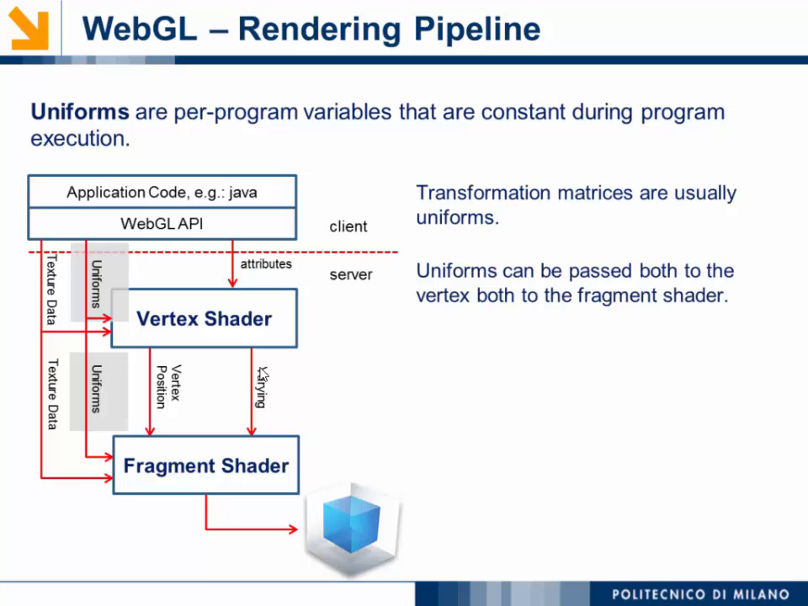They can be passed both to the vertex and to the fragment shader. We will see examples about this in order to understand when we need a uniform going to the vertex, and when we need it going to the fragment. Uniforms, independently of where you are sending them, to the vertex or to the fragment, always start from your code. They are not values that can be exchanged between the steps.